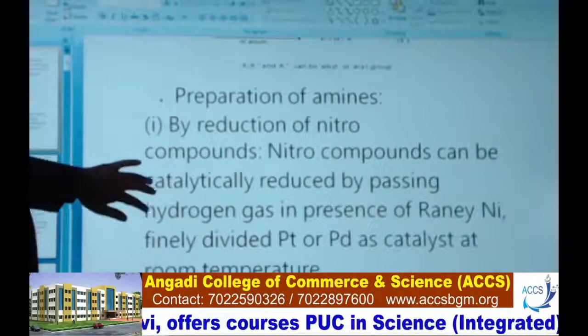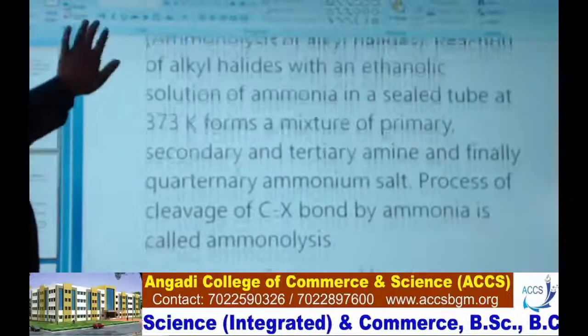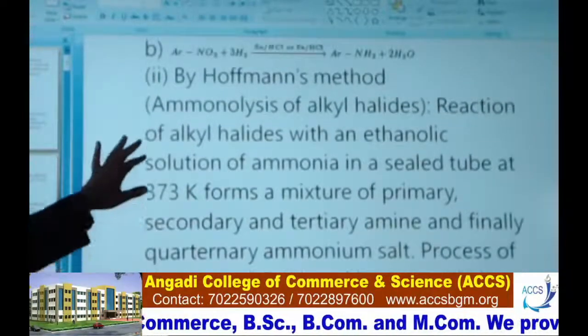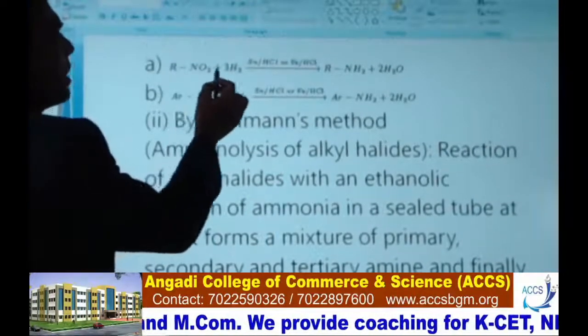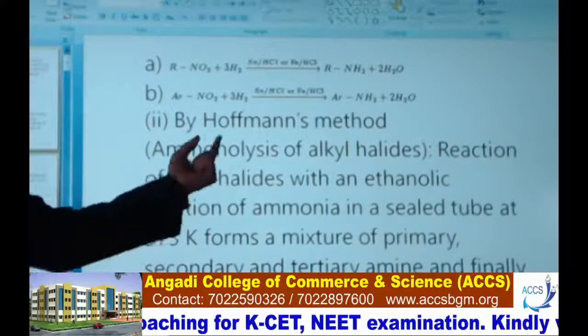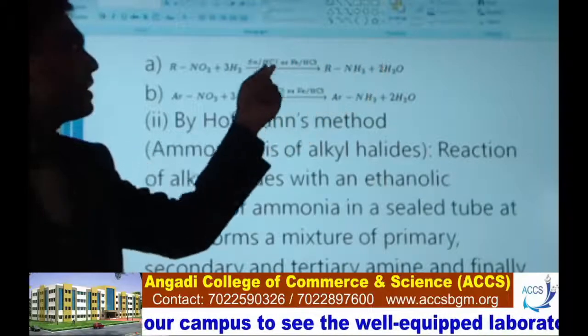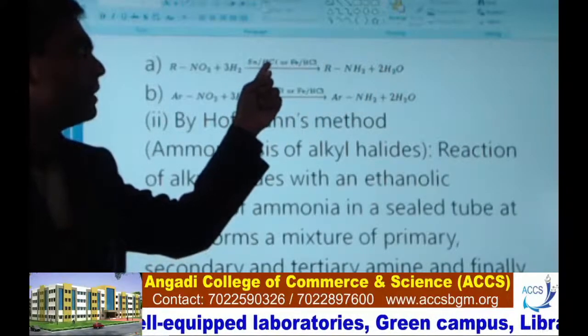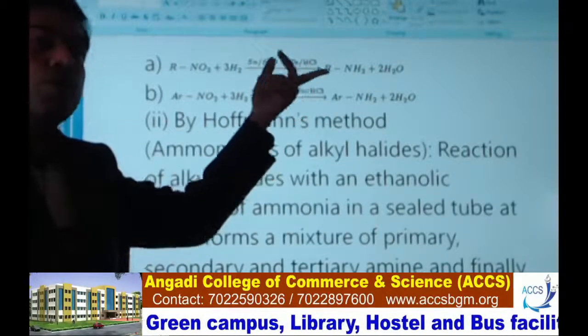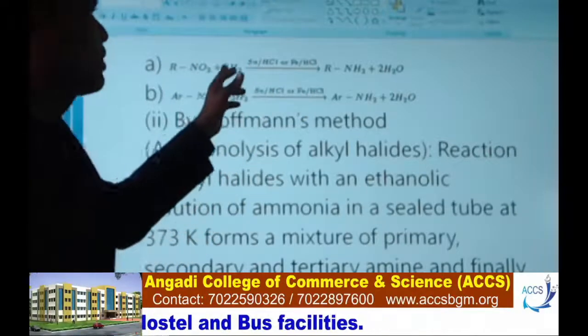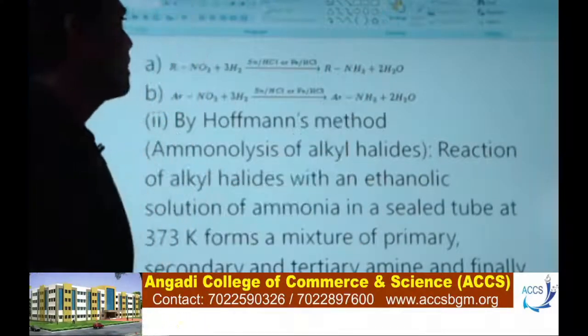Next point. That is the second one. You can see the reaction RNO2 plus 3H2. Why was 3H2 added? Because water will be liberated. In presence of tin and HCl, iron and HCl, or you can use platinum and HCl. Okay, we get the compound which is called an amine.